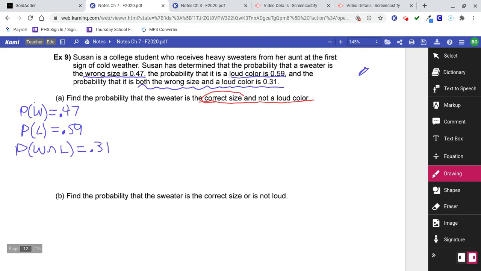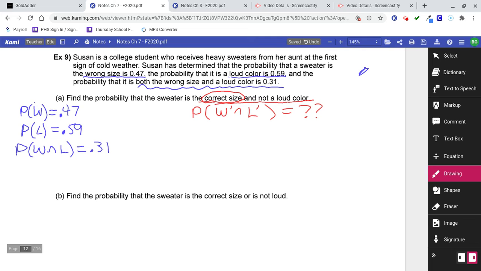Okay, so correct. That's a weird way of putting it, because they haven't really said the word correct in the problem. But if you think about what it means by correct size, it means not wrong. So use the language that we've been using in this chapter. Correct is the same thing as saying not wrong. So they want not wrong and not loud. Probability that it's not wrong and not loud. That's what I'm trying to find.